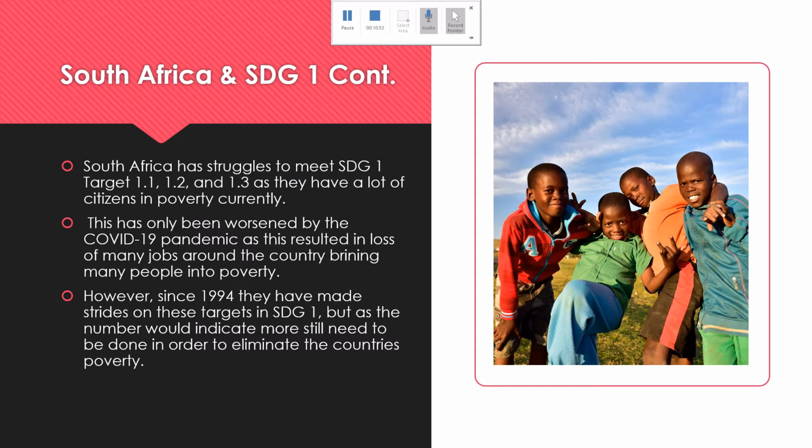And the COVID-19 pandemic hasn't really helped anything, as lockdowns have caused people to lose their jobs, and there's a lot of hunger and food insecurity more than prior to the pandemic. The pandemic may also push up to 1 million more people into poverty than before. So that's not good either.